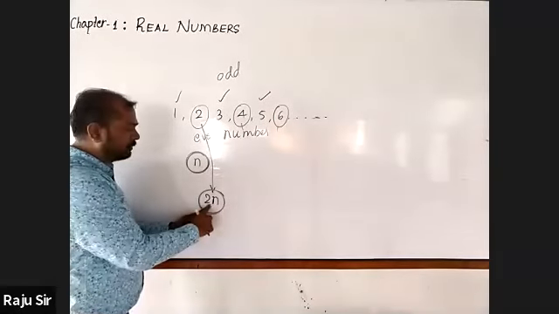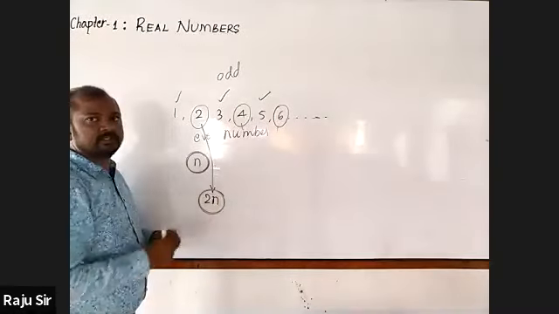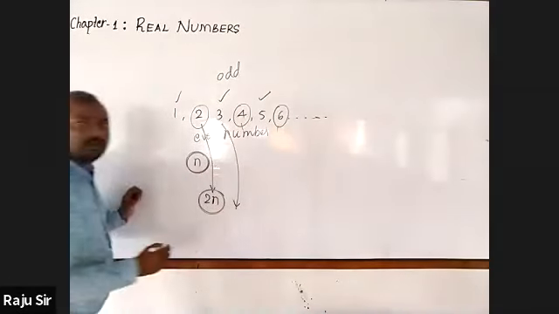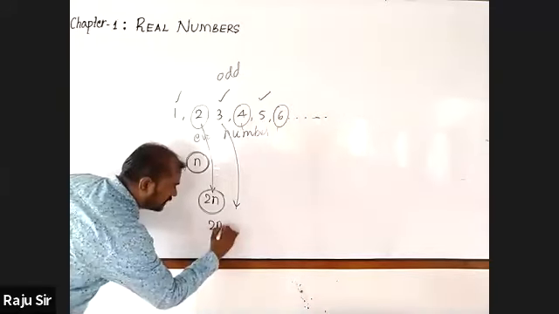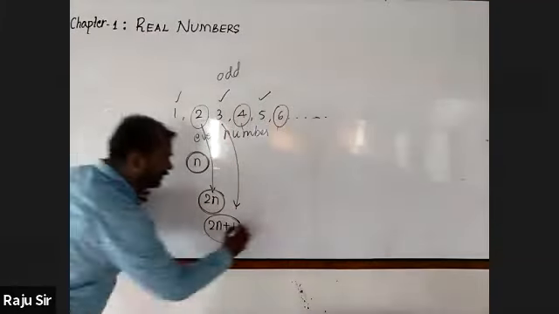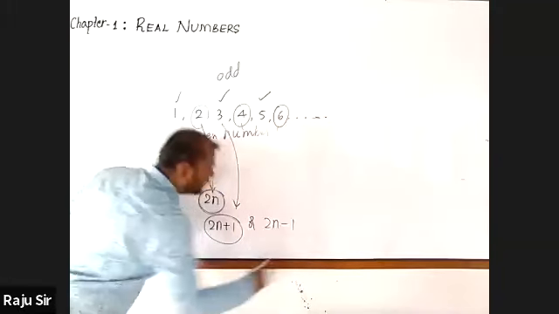4 is an even number. Similarly, 2 3s are 6 is an even number. Whereas an odd number can be expressed as either 2n plus 1 or 2n minus 1.